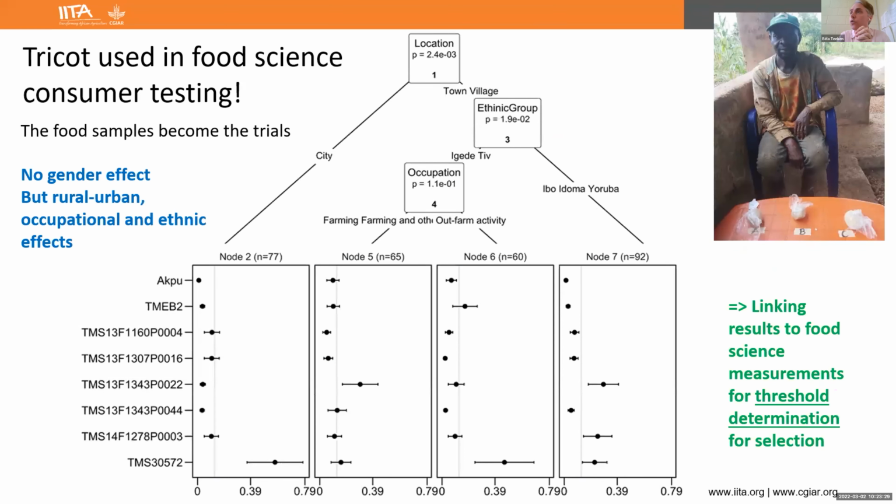Then also tricot used in food science. Here it's different. We don't have trials where we plant varieties, but we plant a set of contrasting varieties in one trial, like a mother trial, so to say, in different areas. And then we are going to process food products, and those food products then become the trial. So the ABC is now the food product.